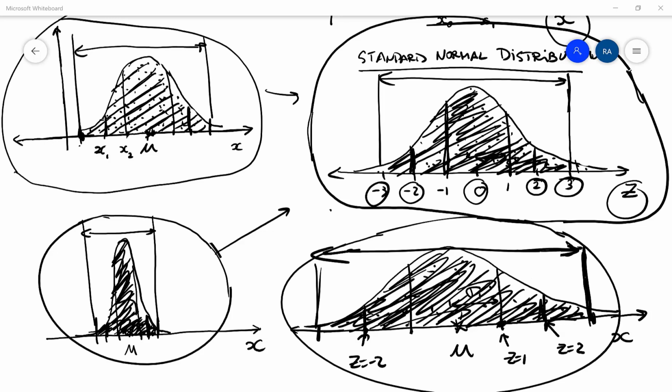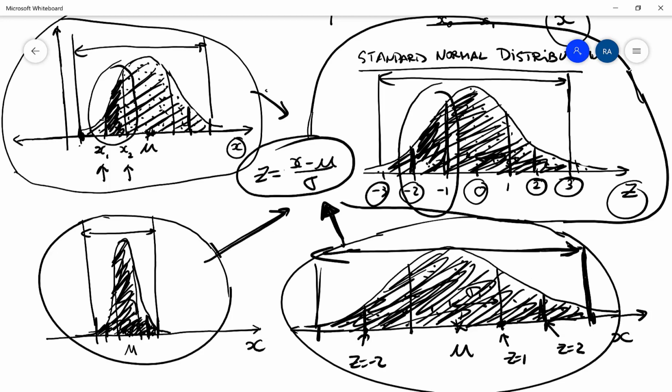If we want to find the probability that this random variable is between this value and this value, we need to compute this area, and this area is equivalent in the standard normal distribution to this area. Computing the area is easier in the standard normal distribution. We can transform any normal distribution into the standard normal distribution using this transformation, using z-score.